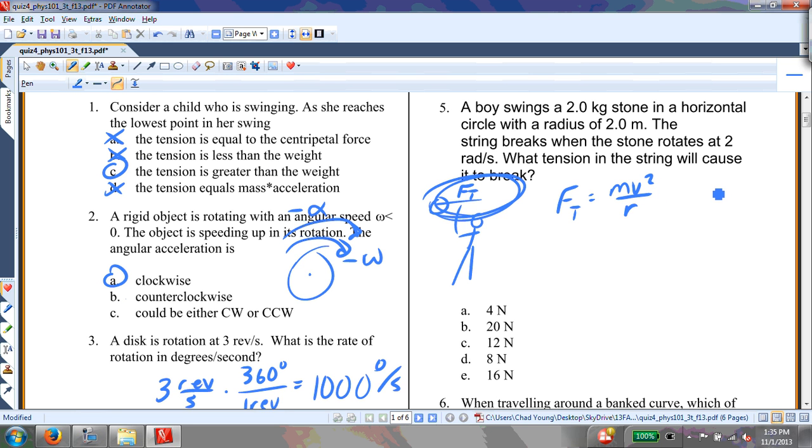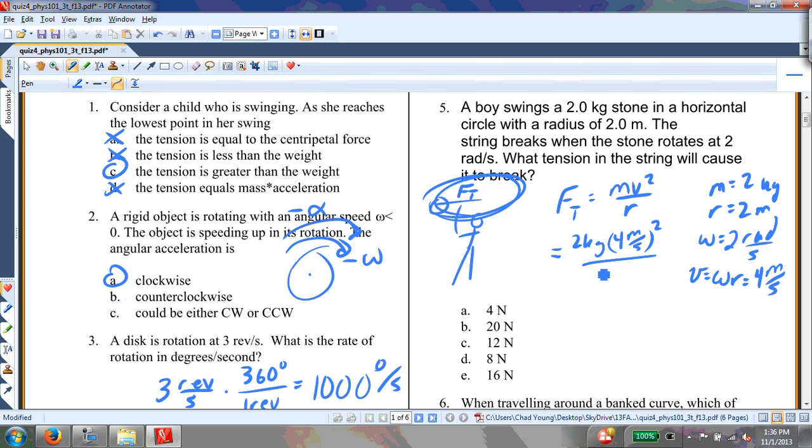Now, I know a few things. I know the mass is 2 kilograms. I know the radius is 2 meters. And that omega, when it breaks, is 2 radians per second. Okay, so a couple things I can do here. I can solve for v, which is omega r. I'll do it this way. V is omega r, so that's going to be 4 meters per second. That gives me my tension, which is going to be 2 kilograms times 4 meters per second squared over 2 meters. It's going to be 16 newtons.